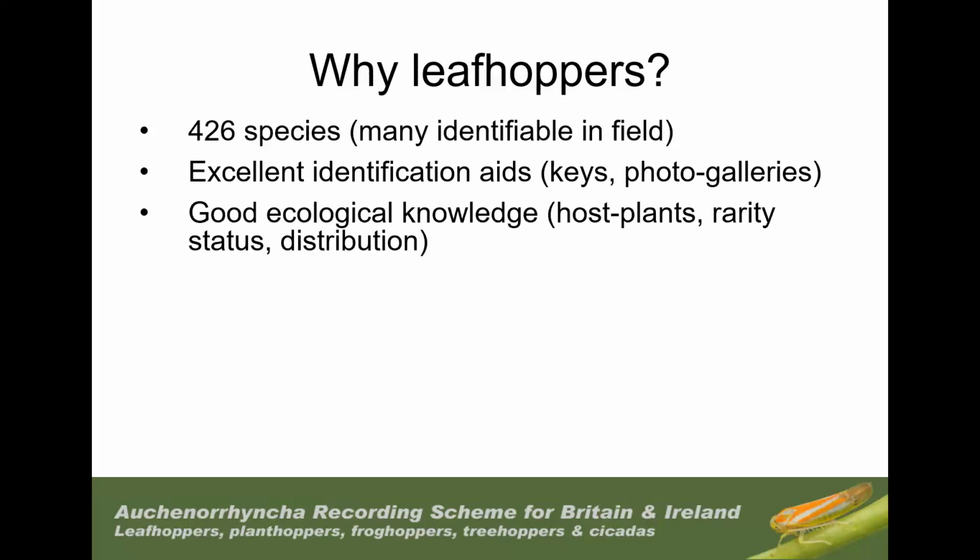We also know a good amount about the fundamental natural history of this group in terms of what plants they feed on. I should say at the outset that all of the leafhoppers and related groups are herbivorous, so they all feed on plants. There aren't any predatory or parasitic species. They're all herbivores. So we have very good knowledge of what plants they feed on.